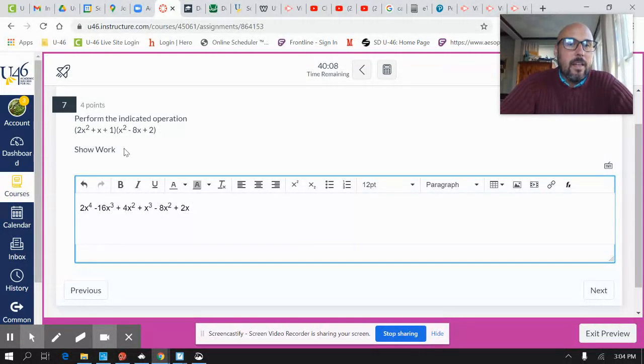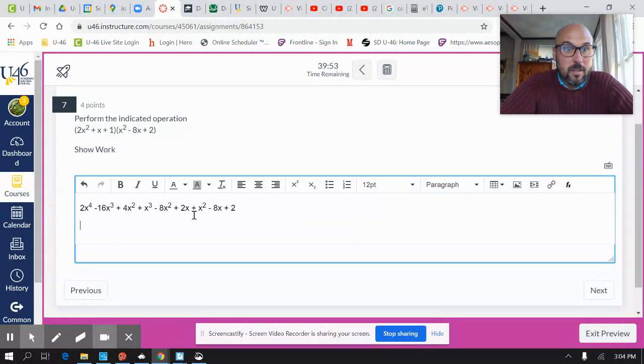And then last, distribute the 1. 1 times x squared is just x squared. 1 times negative 8x is just negative 8x. 1 times 2 is just 2. Whew. So I got 9 terms.